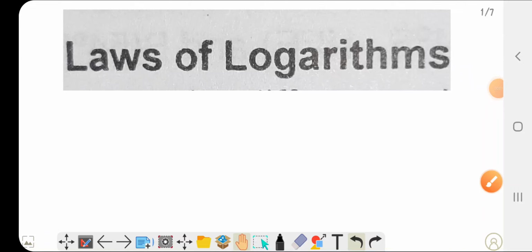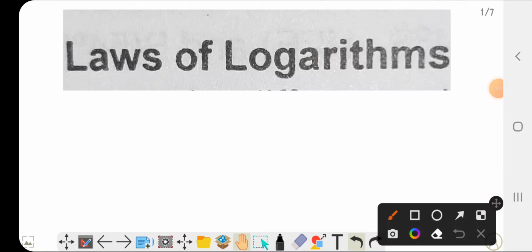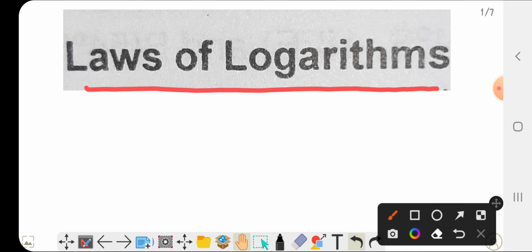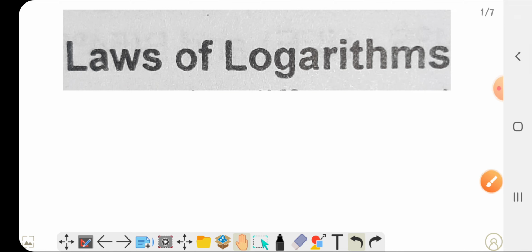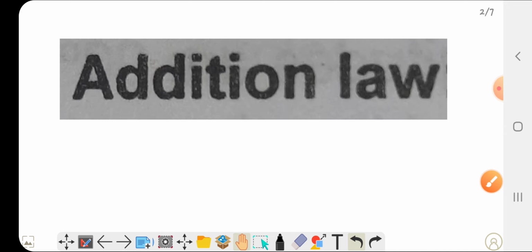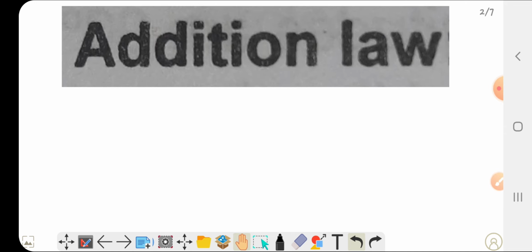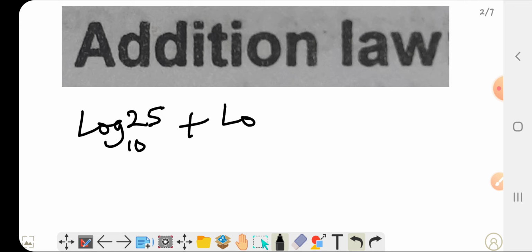Okay, let us look at the laws of logarithms. The first we'll be looking at will be the addition law. Under this addition law, let's say for example we have log 25 base 10 plus log 4 base 10.